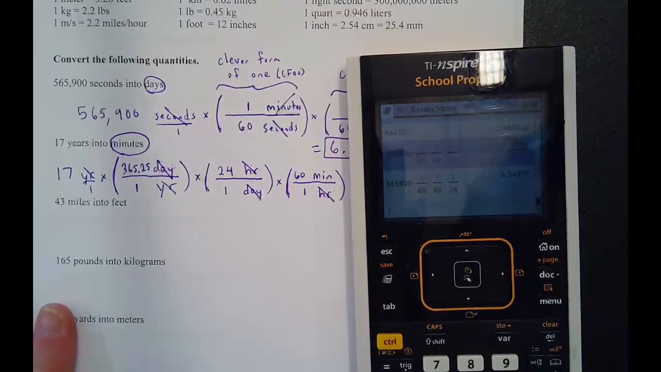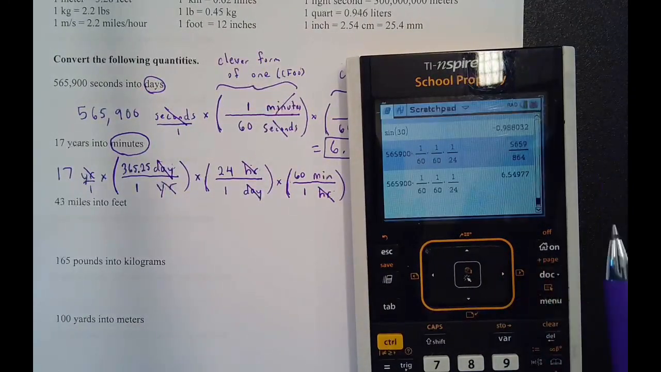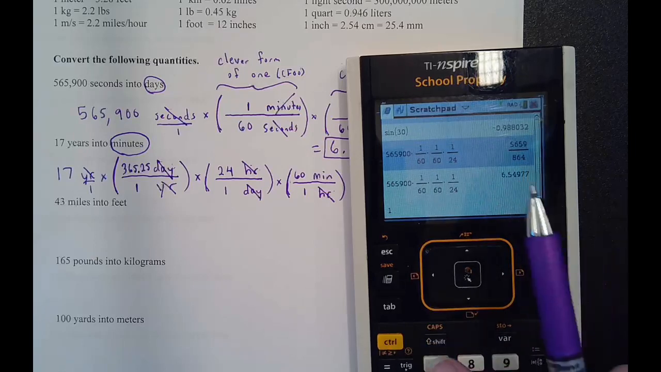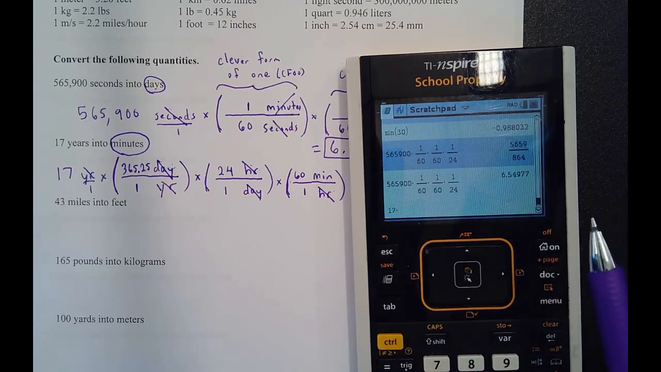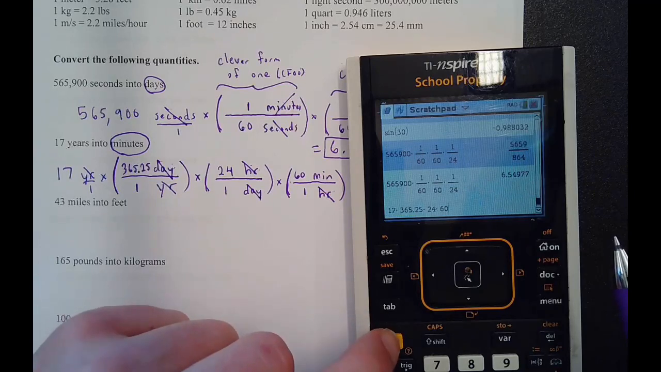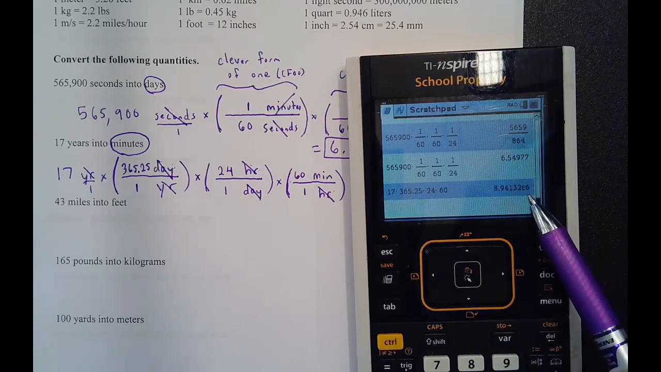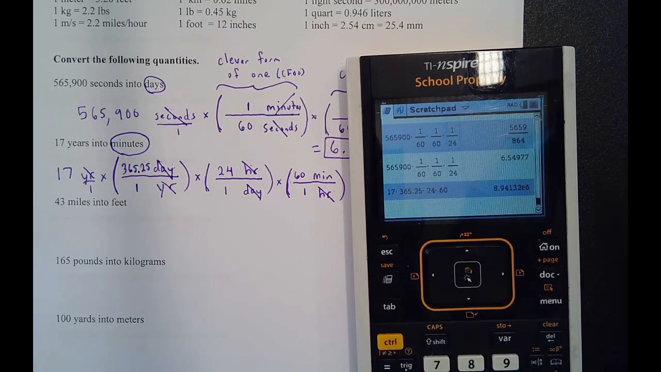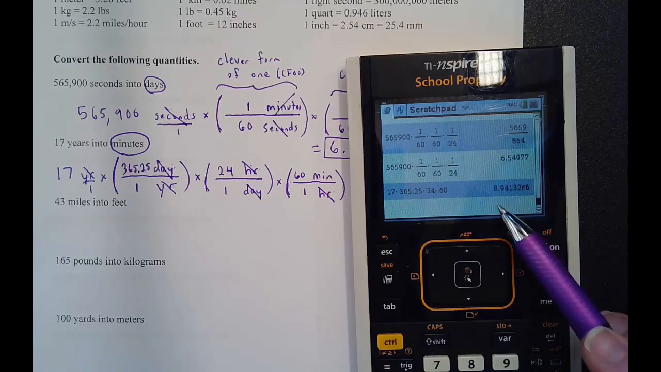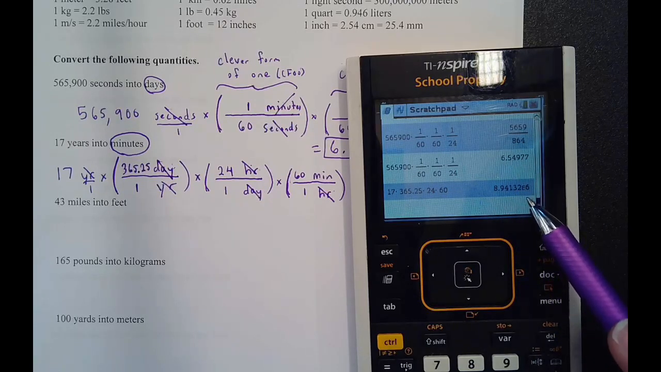So I can type all of that into my calculator. And when I do that, I end up with 17 times 365.25 times 24 times 60. And that equals, I can do exactly equals here, 8.94132 E6. This E6, the E stands for exponent, is scientific notation. This is calculator speak for 8.94132 times 10 to the 6th power.